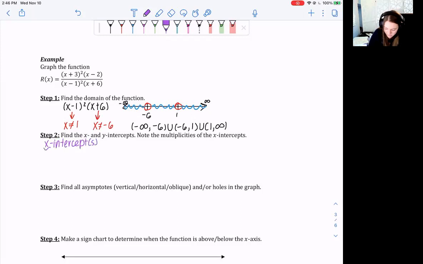X-intercepts. We're taking the numerator and we're finding where it's equal to 0. Here we get x equal to -3, and the multiplicity here on that 0 is 2. Here we have x equal to 2, and the multiplicity on that 0 is 1.